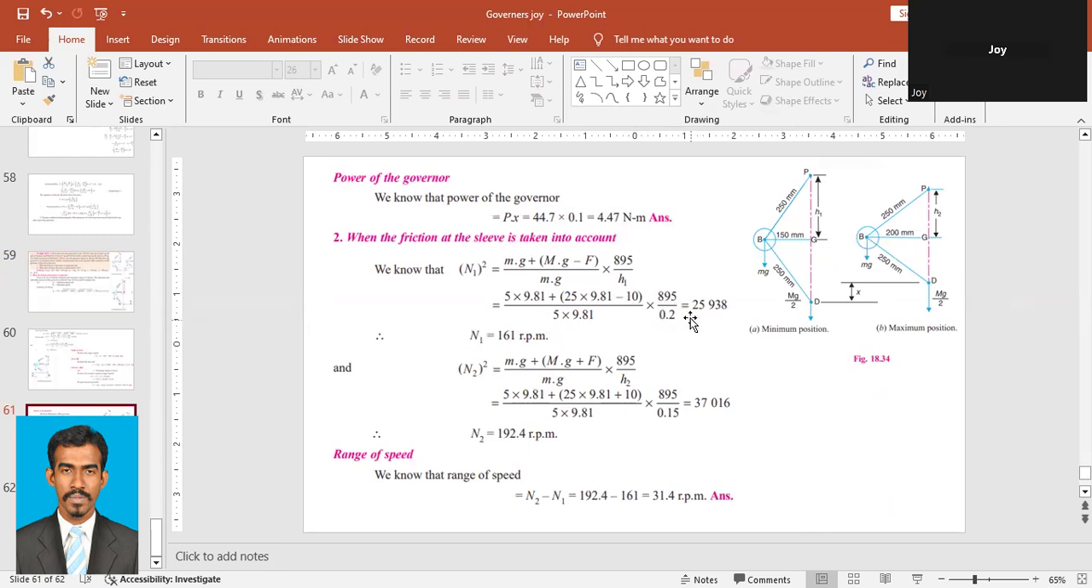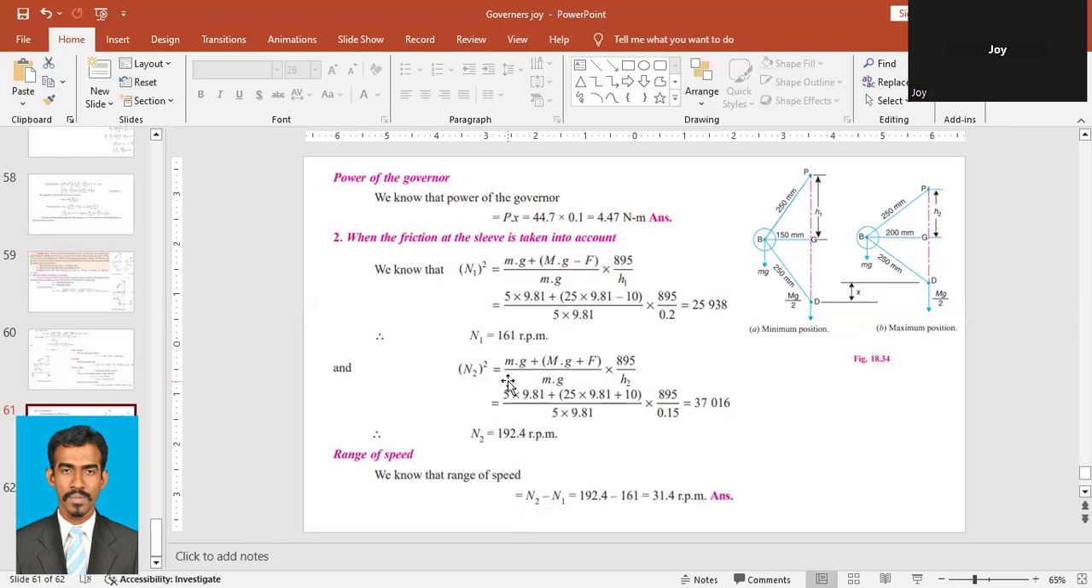When you solve it, we will have 25,938. So N1 squared with friction is 25,938. When you solve it, we will have 161 RPM. Similarly, we will do it for N2 at the maximum speed.